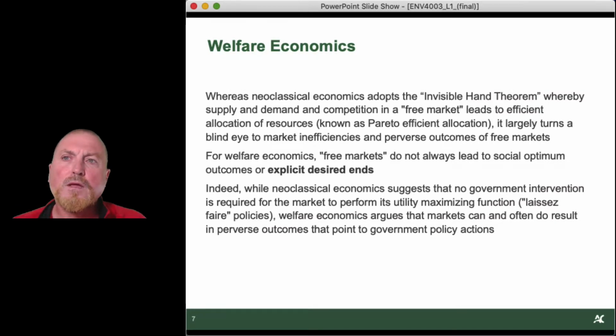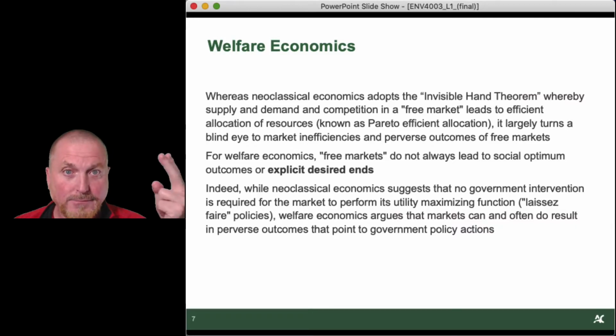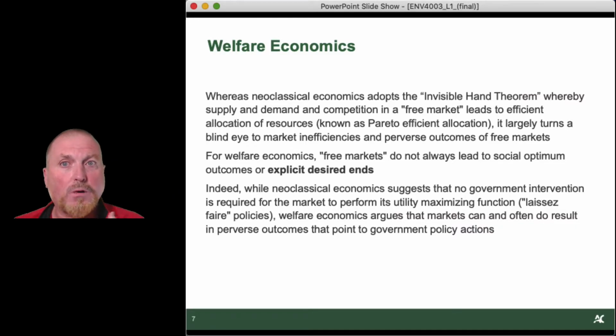Okay. Now, welfare economics, the other dominant school of economic thought in our society today. Whereas neoclassical economics adopts the invisible hand theorem, whereby supply and demand and competition in a free market leads to efficient allocation of resources determined by the utility function, humans get what they want. It largely turns a blind eye to market inefficiencies and perverse outcomes of free markets, right? Including unnecessary damage to the environment. For welfare economics, free markets do not always lead to social optimum outcomes or explicit desired ends, right?